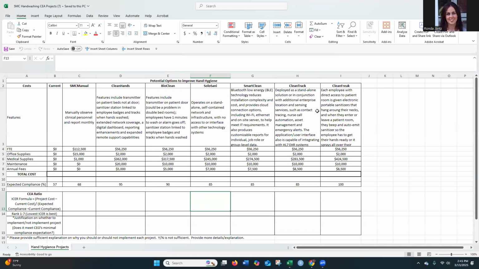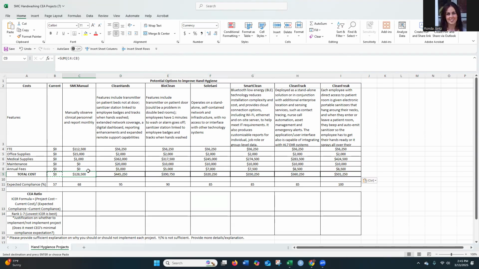These are our different projects. Each project has different costs associated with it. You'll notice our current costs are 0 and our current compliance rate. We are going to want to find our total costs first. To find our total costs, click Auto Sum, and it will give us our total. And then I always like to do Control C, highlight all these cells, and Control V, and then I'm finished.